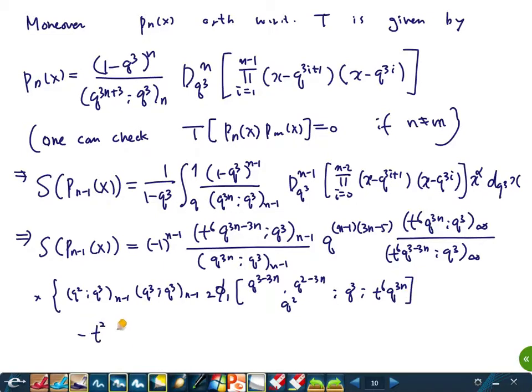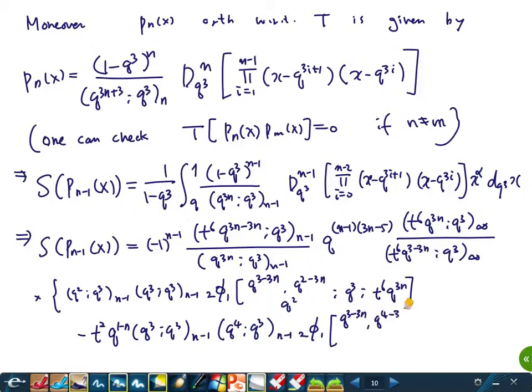Minus t squared. Yes, we have a formula for S. It may look complicated, but still it's a formula. Summation involving just summation.